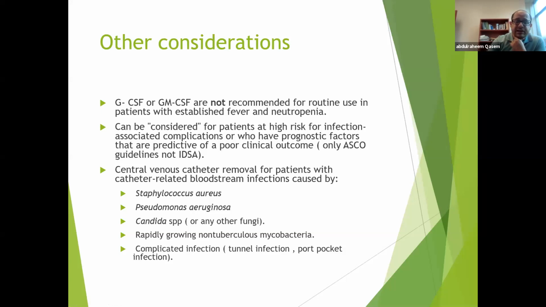Now, sometimes patients may have infection around the central lines, or they have central lines. It's very important to consider removing the lines in those situations. If the patient has Staph aureus or Pseudomonas infection, bacteremia mainly, Candida species or any other fungal infection, documented bacteremia, then you need to remove the portacath. Also for rapidly growing non-tuberculous mycobacteria, or if the patient has a catheter site infection like a tunnel infection or port pocket infection, then the catheter needs to be removed and treated that way.